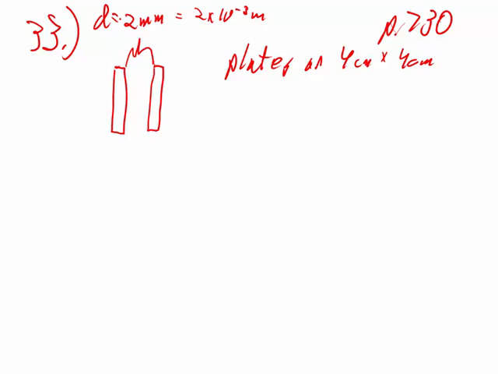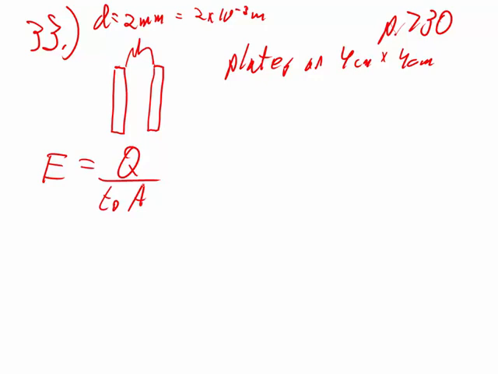So if we look at our textbook, and I think it's equation 20.7, not sure what page that's on, we can find the electrical field in a capacitor by this equation right here: Q divided by epsilon naught times the area.